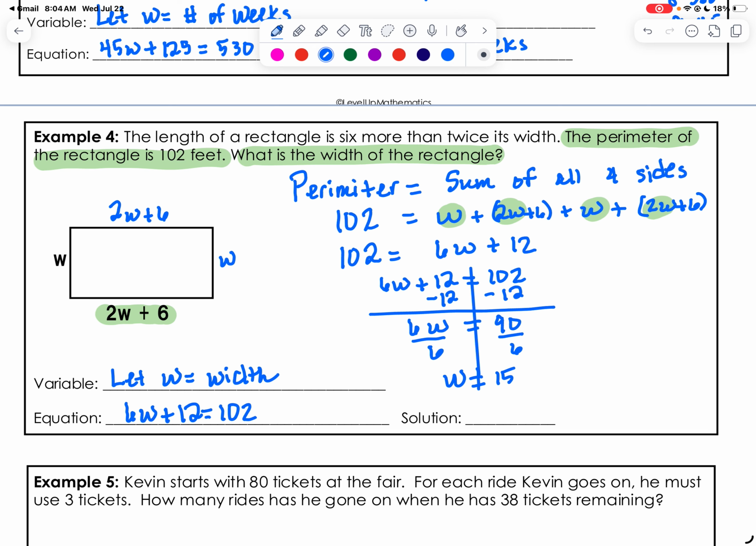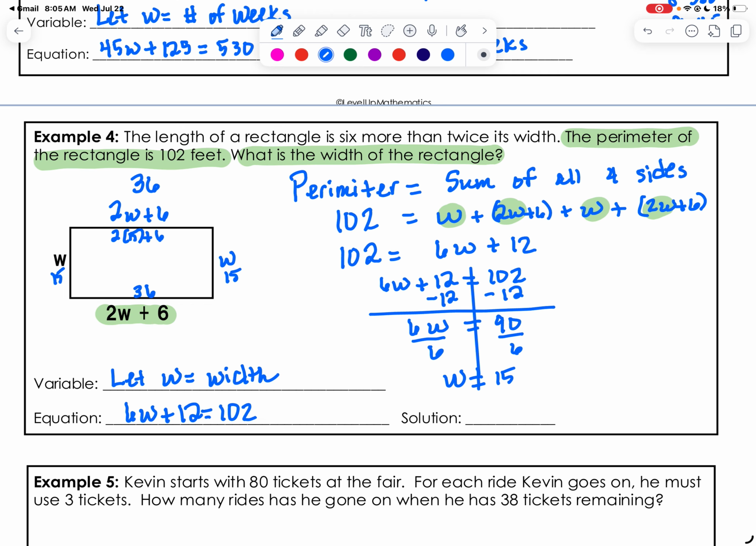Now, the way I can check that here is I can come over here and replace the W's with 15. So this would be 2 times 15 plus 6. So 2 times 15 is 30. 30 plus 6 is 36. So if this side length is 36, this side length is 36. And then if this is 15, this is 15.